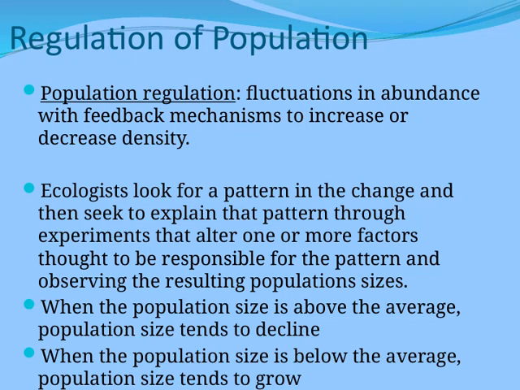Let's talk about regulation of populations. Population regulation refers to how populations fluctuate in abundance over time, and this is often driven by feedback mechanisms that either increase or decrease population density. Ecologists are really interested in identifying patterns in how populations change, and then they test these ideas through experiments. They might alter certain factors they think influence population size, and then observe what happens.